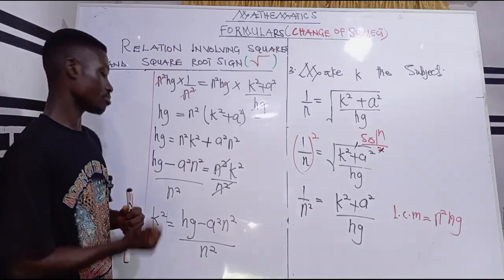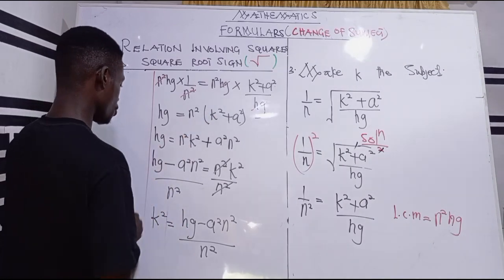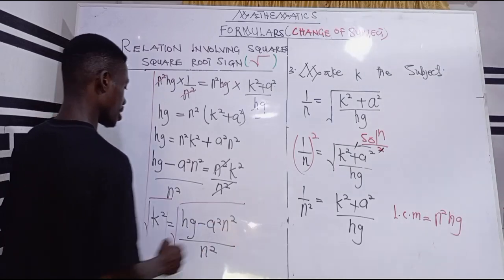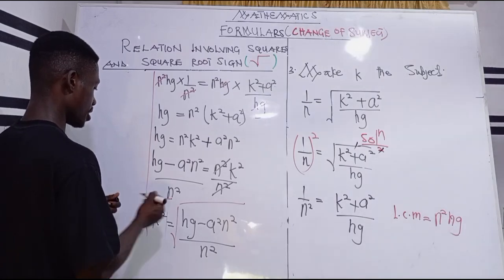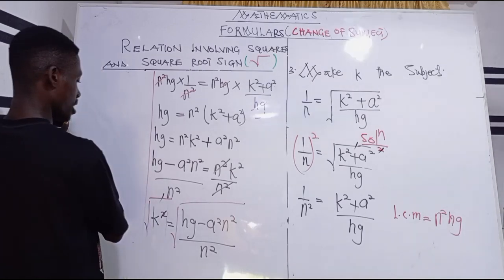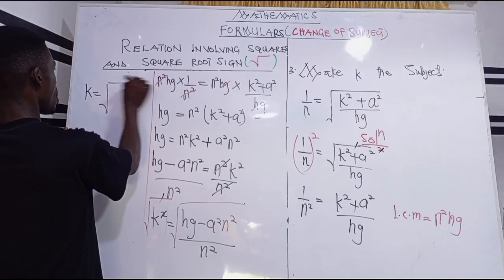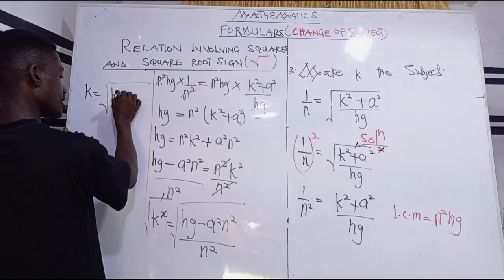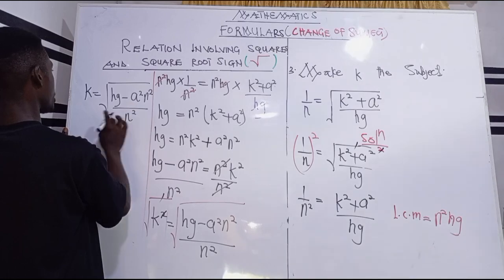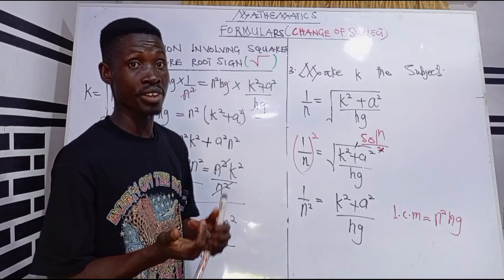I guess you are saying no, because we have k squared. We want to make k, not k squared. So what do you think we can do? We can square both sides of the equation to cancel the square, so that this square will cancel the root sign, so that we are going to be left with k is equal to root of hg minus a squared n squared all over n squared. Very, very simple. Very, very simple.